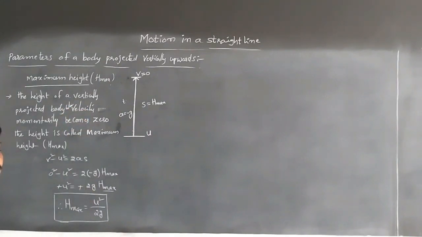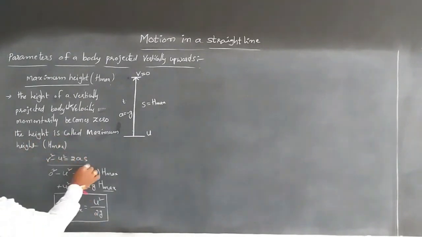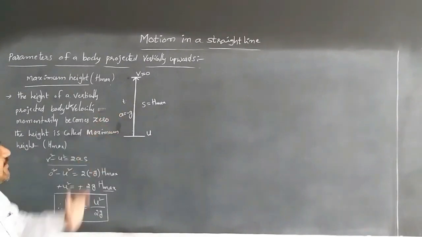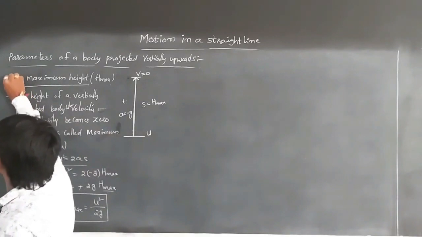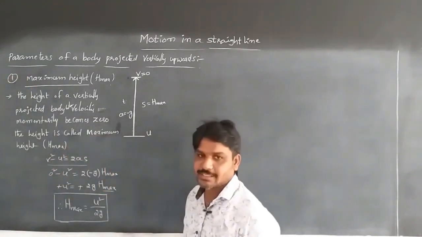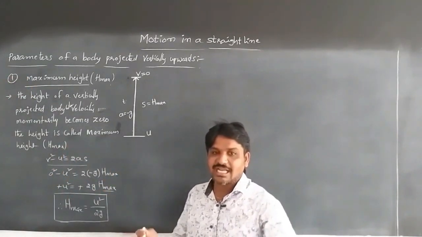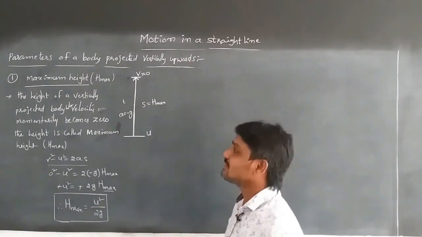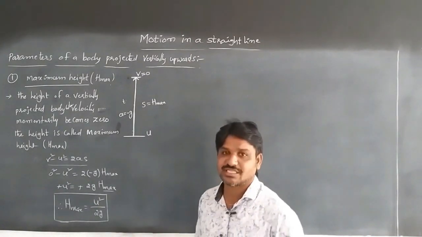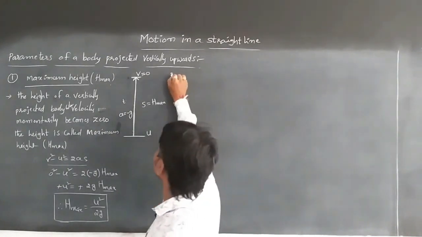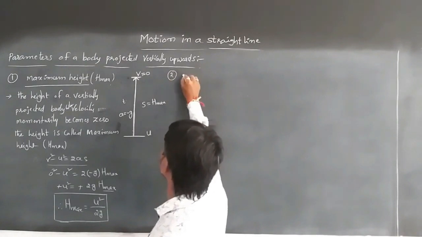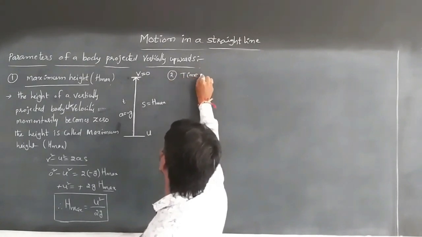When the body is projected vertically upwards, its velocity momentarily becomes 0. The height at that point is called the maximum height. From the kinematical equations of motion, we substitute and get this. The next one is the time taken by the vertically projected body to reach the maximum height, which is called the time of ascent. The second parameter of a vertically projected body is the time of ascent.